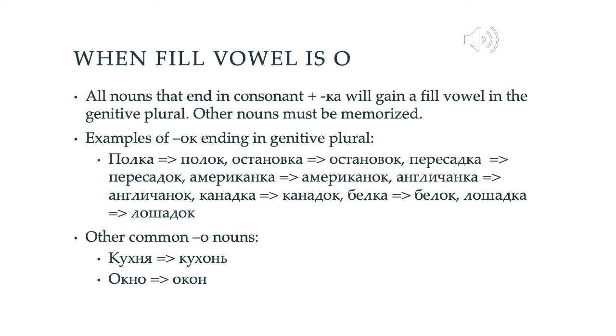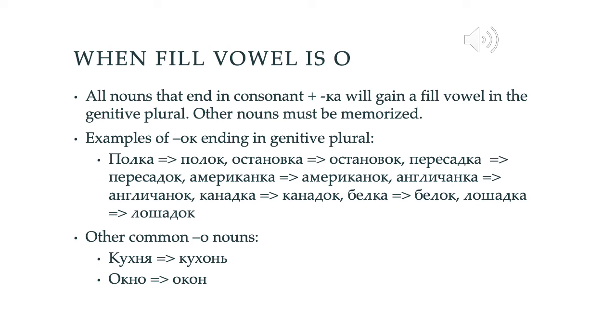And you might ask, how often do you have to talk about squirrels and horsies? Surprisingly often. As I mentioned in the section on the nominative plural, animals, and especially baby animals, come up surprisingly frequently in Russian, especially in materials aimed at Russian learners or at children. So it behooves you to learn the common endings for the common animals and also the baby animal forms. Some other common nouns that take o as their fill vowel in the genitive plural are kuchnia is going to become kuchen.